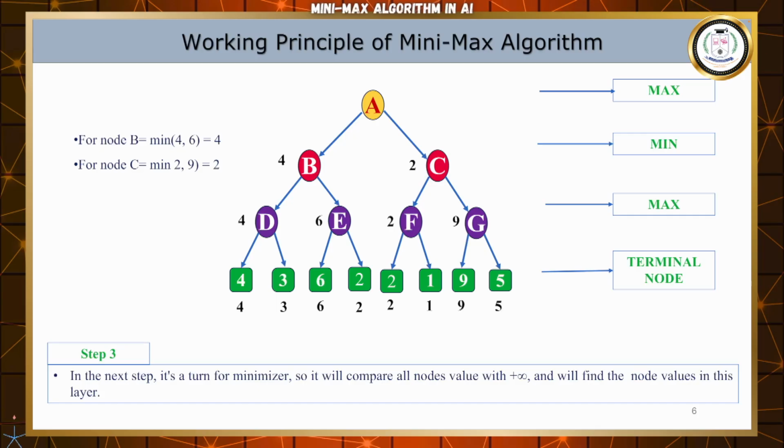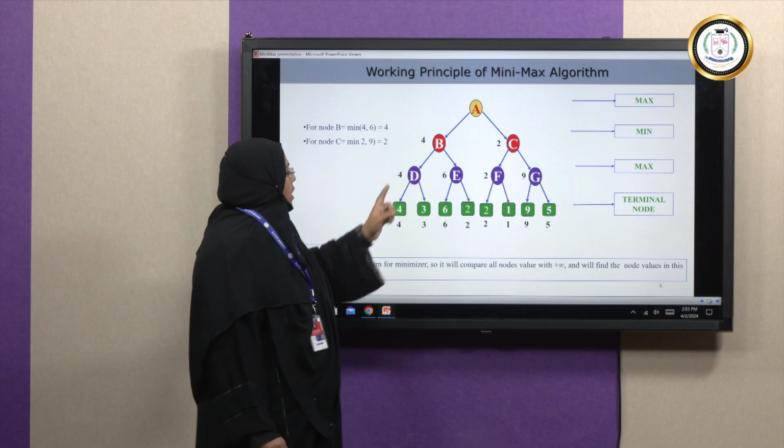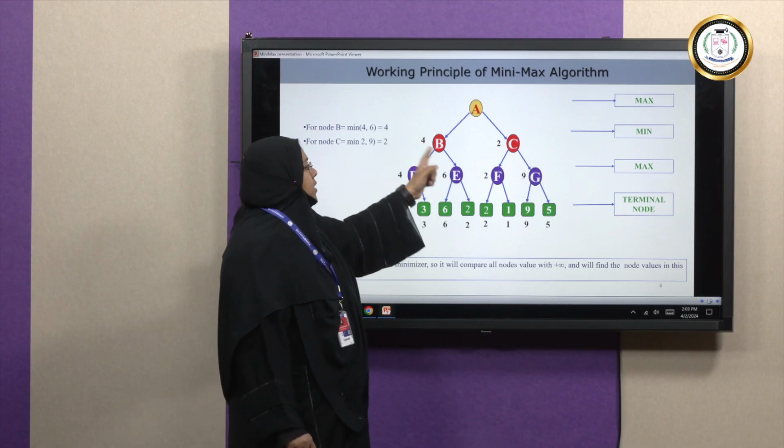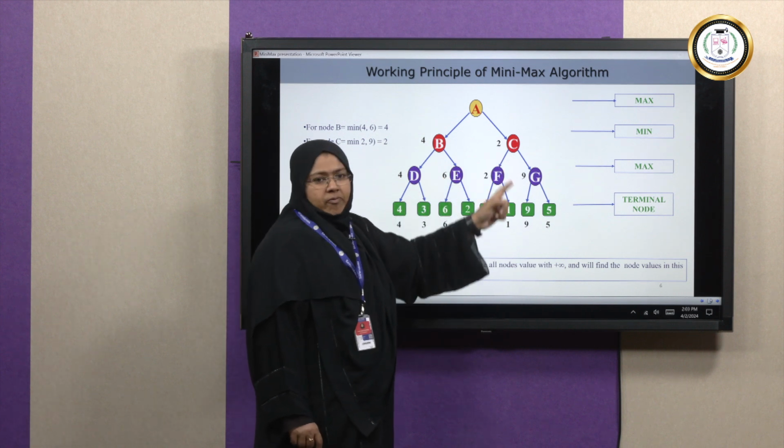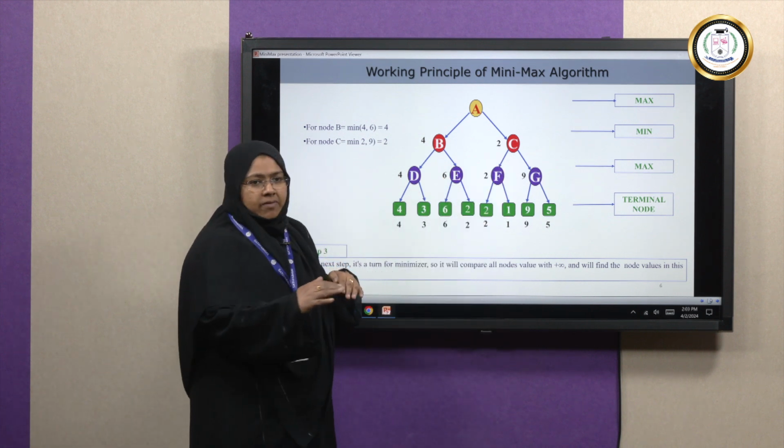Now you can see that B has taken the lesser value 4 and C has taken the lesser value 2. Among these, this is the minimum value, and among these two, this is the minimum value. Now it has completed one level of traversal.